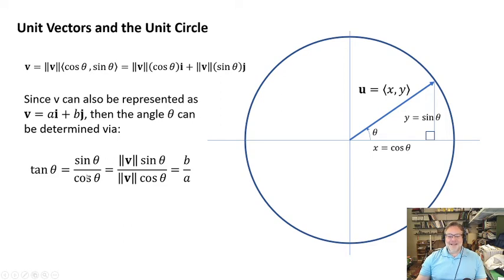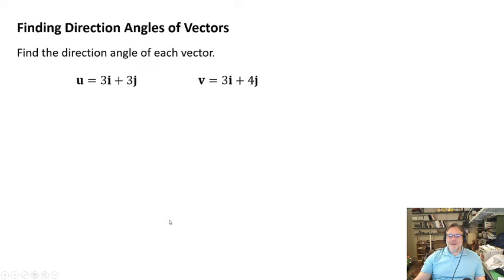If we take sine theta divided by cosine theta, or more to the point, if we take this component of v and divide it by this component of v, the magnitudes of v will cancel each other out. You just have sine theta over cosine theta, and that's going to be whatever b is divided by a. So in terms of this particular representation, this is just going to be b over a.